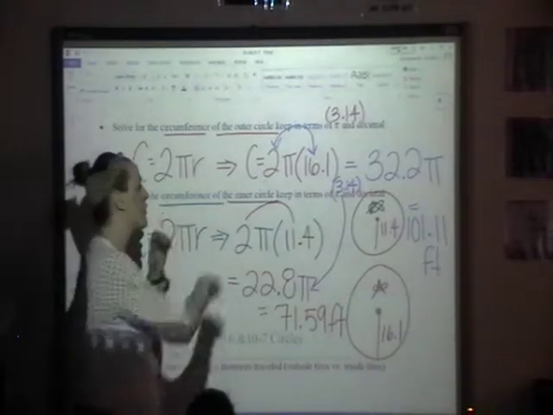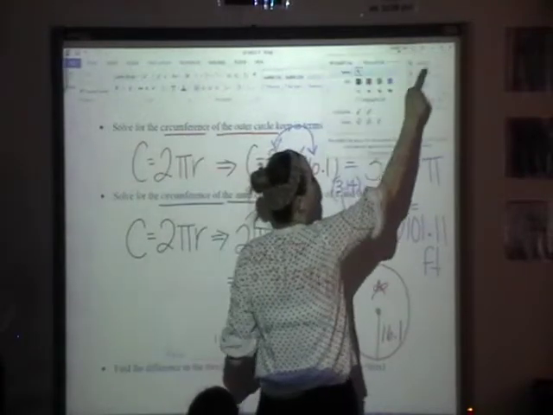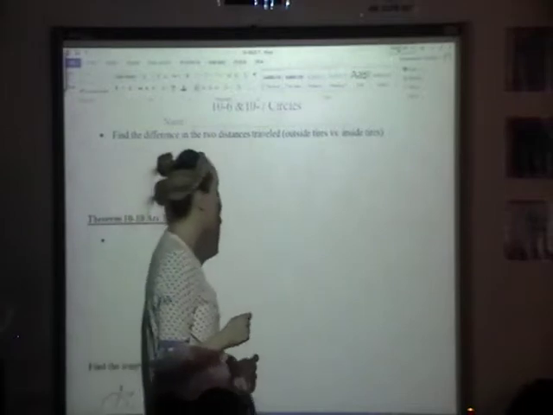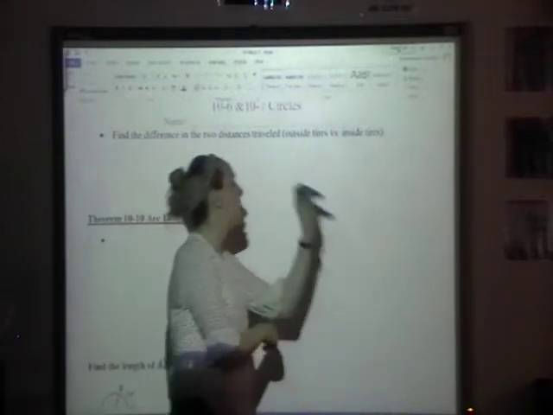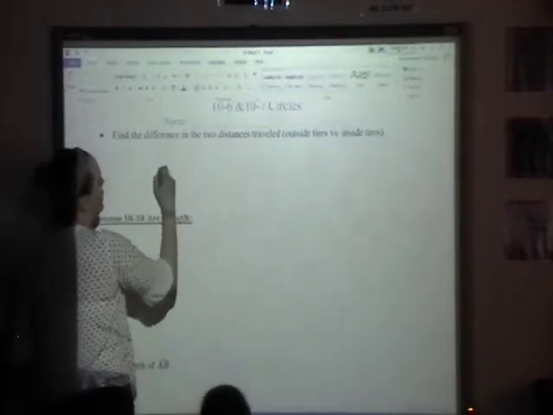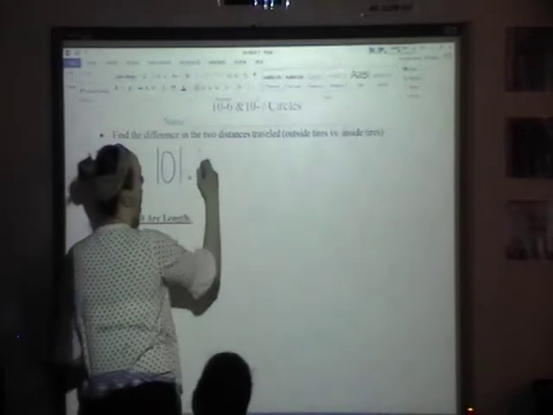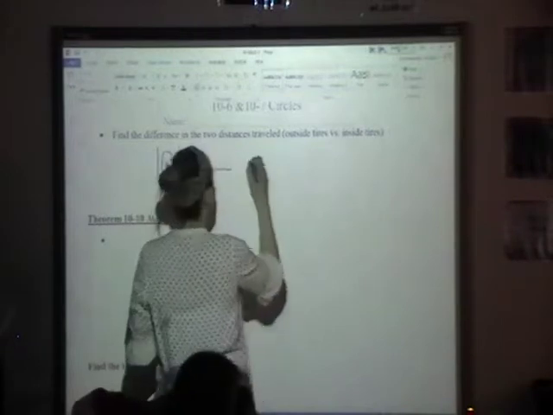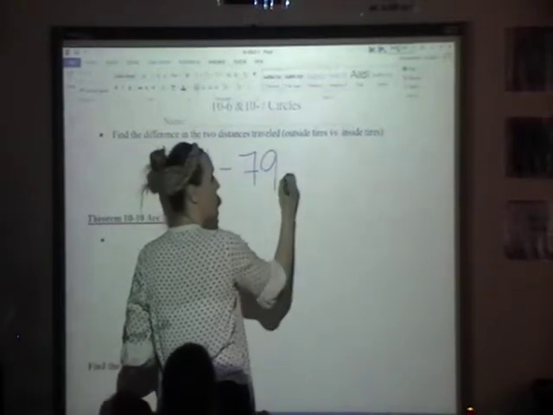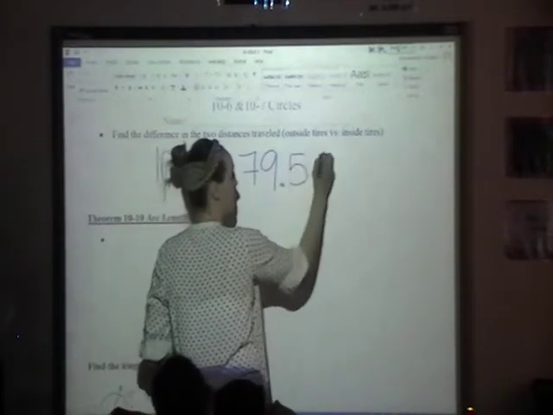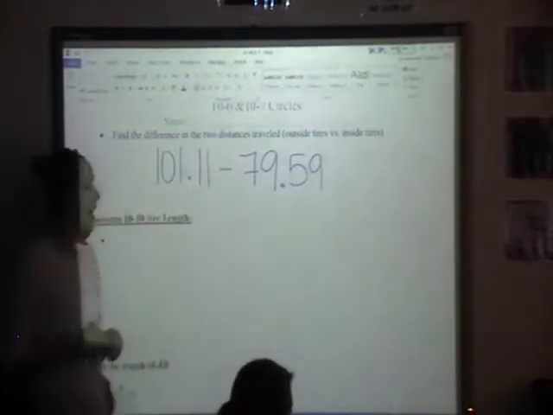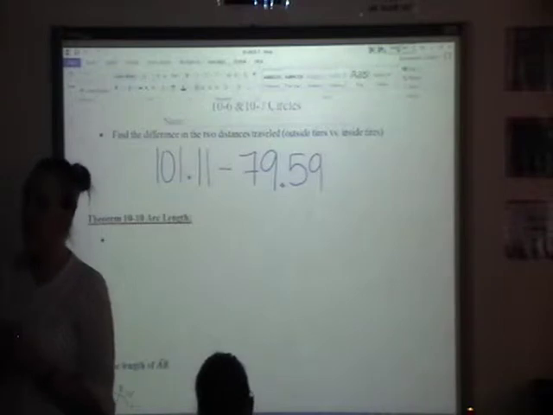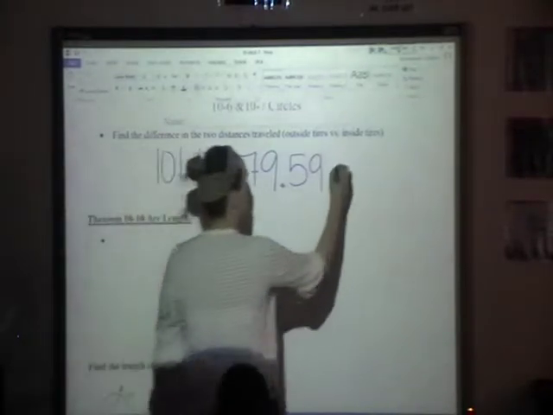Let's figure out how much further my outer tire traveled than my inner tire. It says find the difference between the two distances traveled, outside tire versus inside tire. So my outside tire was 101.11 minus the distance of my inside tire, 79.59. Subtract that. 101.11 minus 79.59. How much further?